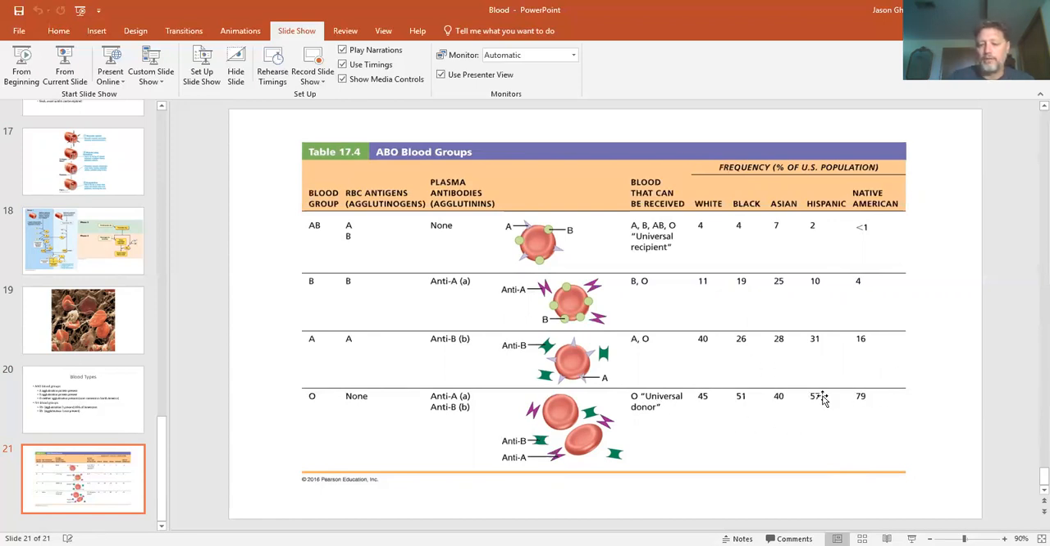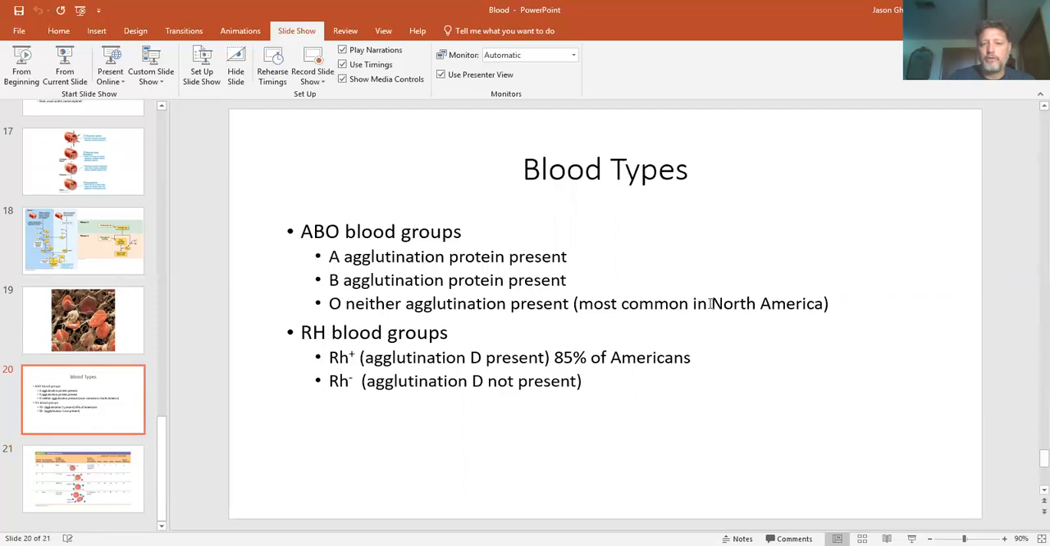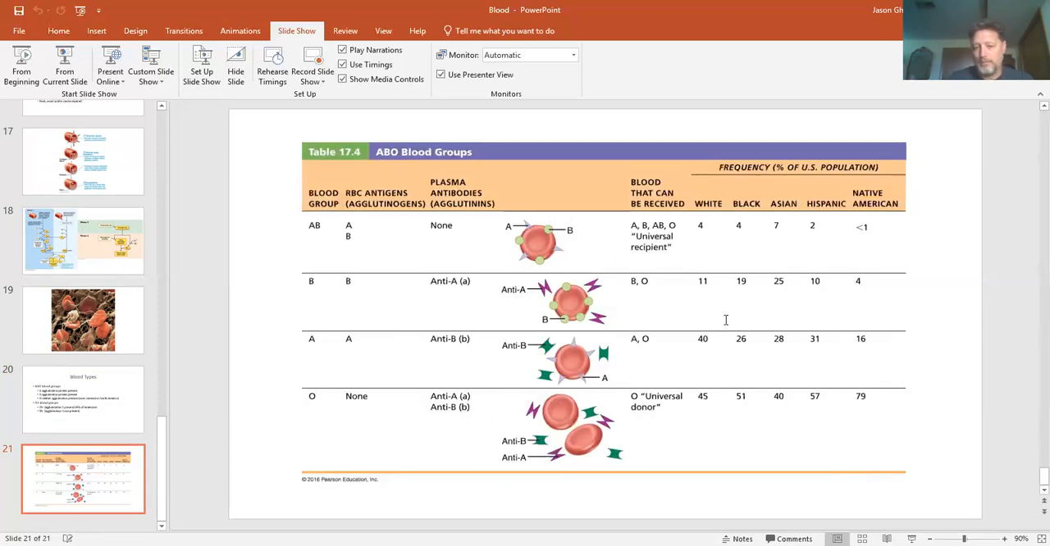So that's why we go back to our notes. O is the most common in North America. We have a pretty big melting pot in this country. So again, it's all just based on proteins.